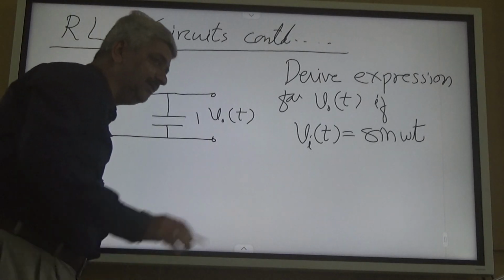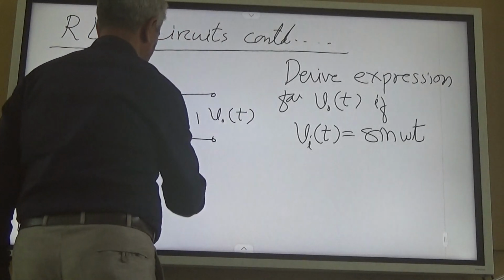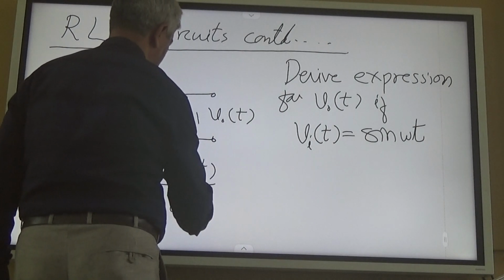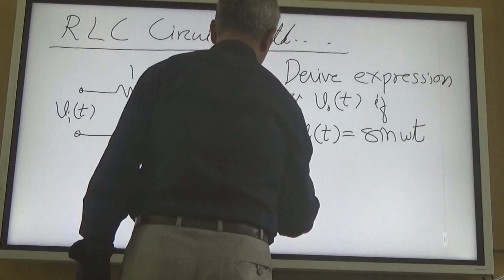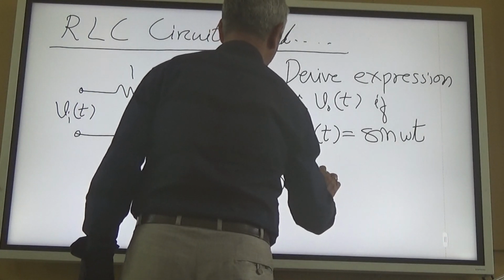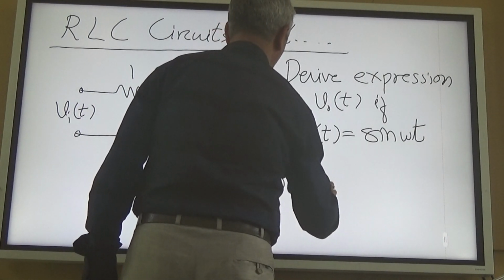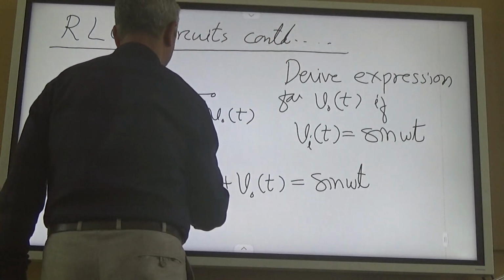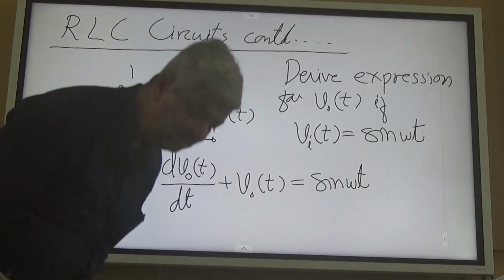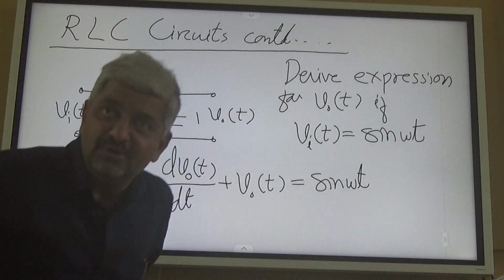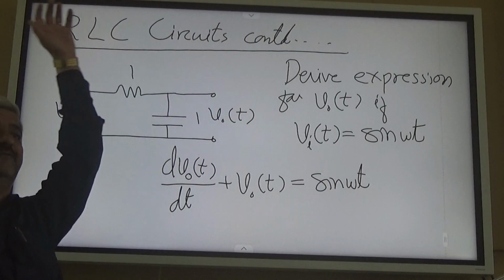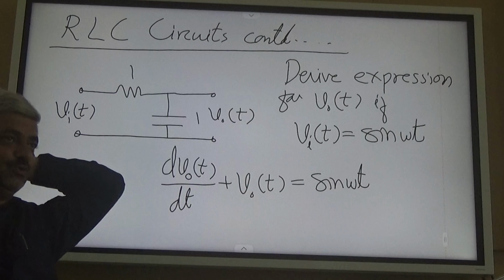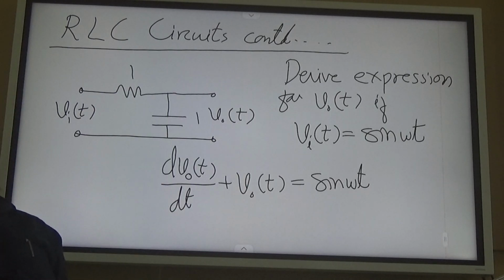So what I find here, as you have rightly pointed out, is dVot by dt plus Vot is equal to sine omega t. Is it right? So dVot by dt, that is the time differential of the output voltage, plus the output voltage should be sine omega t.